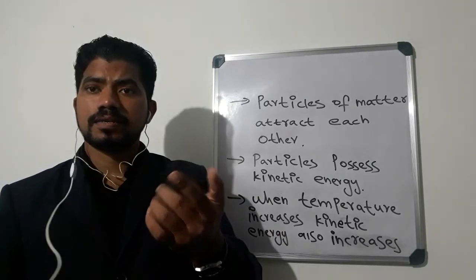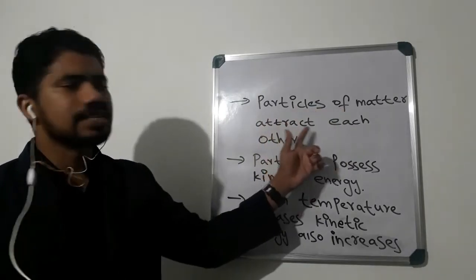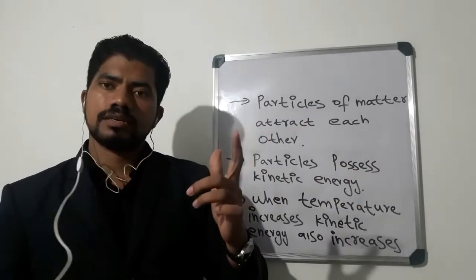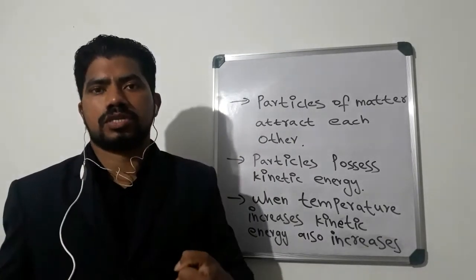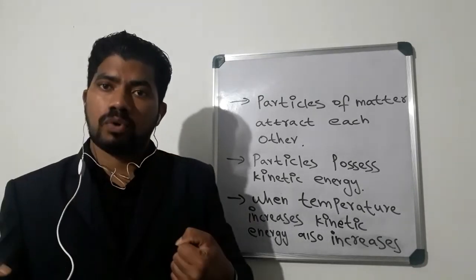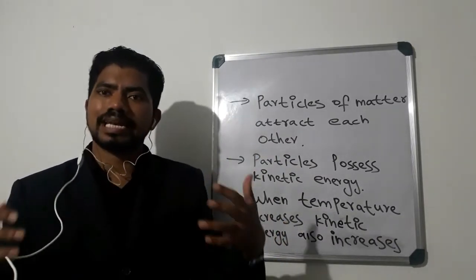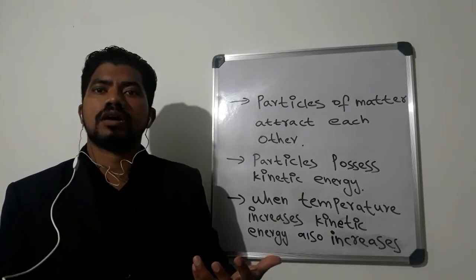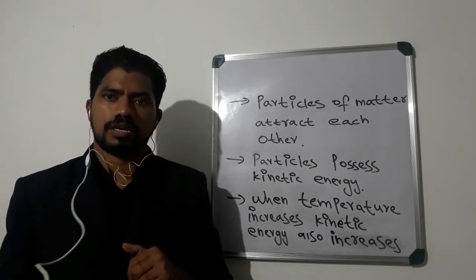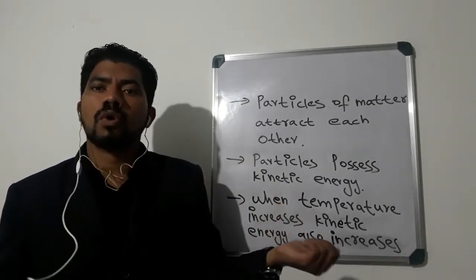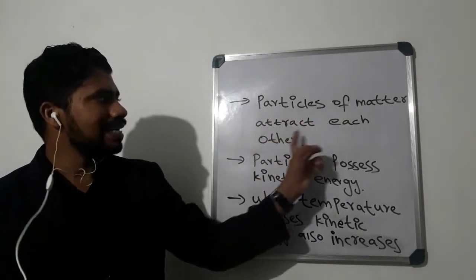We have to discuss some more characteristics of matter. The next characteristic is that particles of matter attract each other. Actually, inside the matter, especially in the solid state, particles are closely arranged. And in the liquid state also, the attraction between the particles is a little bit high. So in the solid state and liquid state, the particles of matter are attracting each other. But the gaseous state is an exception, since gas molecules or particles have more freedom to move. Okay, so particles of matter attract each other.